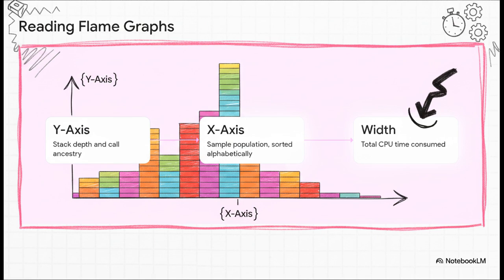It's kind of like a heat map for your CPU. The y-axis shows your stack depth, basically the call ancestry. The x-axis is your sample population, sorted alphabetically so identical stacks merge together perfectly. But here is the secret sauce, the width. The wider the box, the more CPU time that specific function ate up. You just look for the widest towers, and boom, you found your bottleneck.